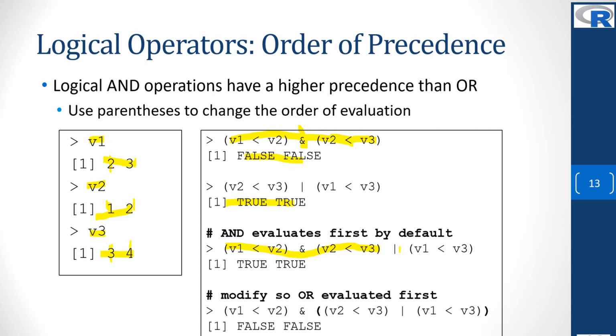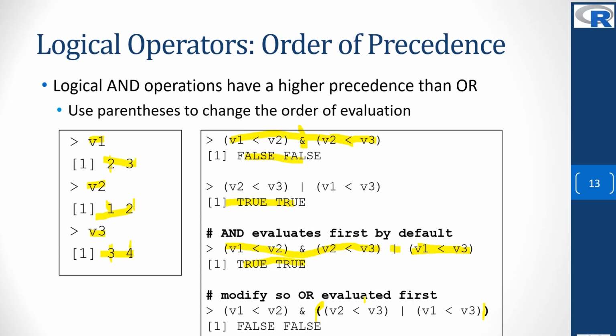Now we come in and we bring in this logical OR, v1 less than v3, which we found was true in the previous example, and the fact that we have the true values here makes the entire expression true due to that logical OR. Now let's flip it and try putting parentheses around the OR to make it evaluate first.